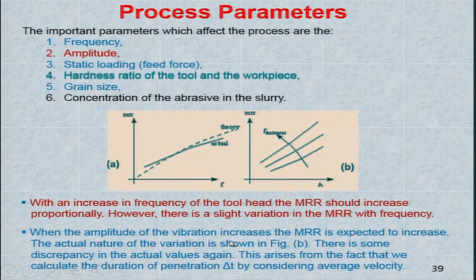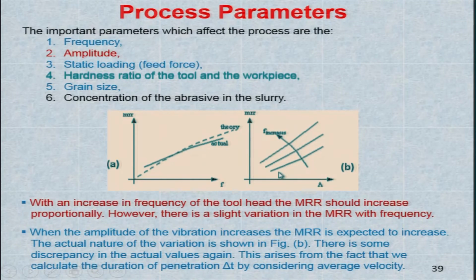When the amplitude of the vibration increases in the second curve, the material removal rate is expected to increase. The actual nature of the variation is shown in figure B. This is the actual nature. There is some discrepancy in the actual values again. This is not exactly a straight line, as you can see here and here. This arises from the fact that we calculate the duration of penetration delta t by considering the average velocity and not the instantaneous velocity.